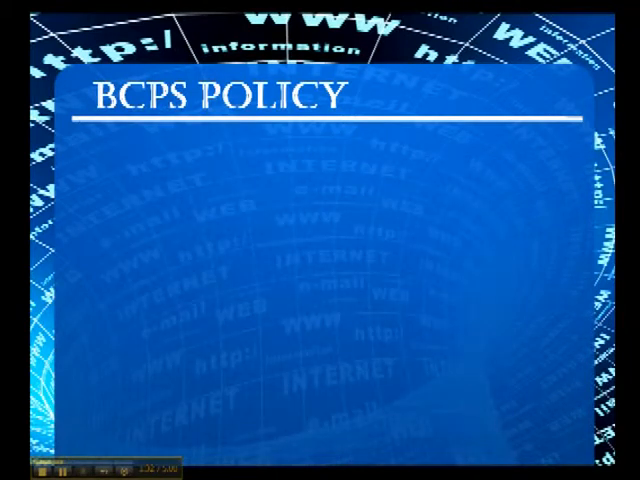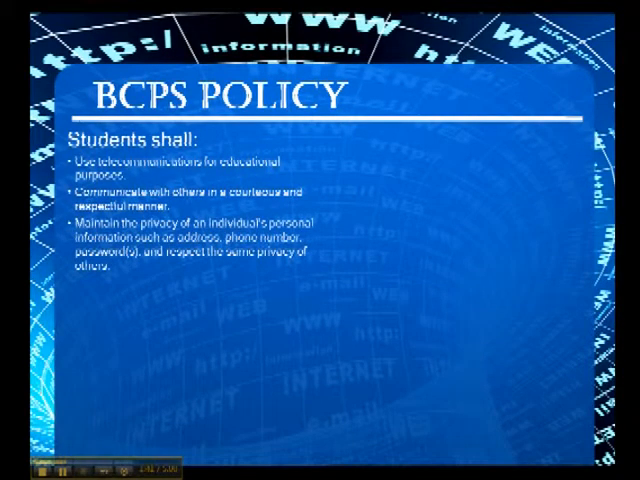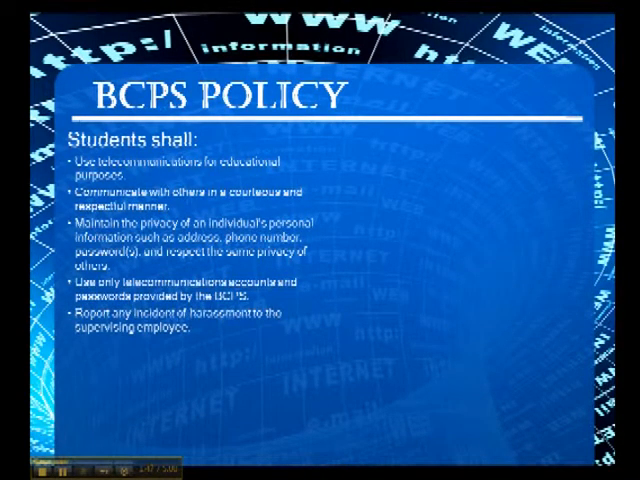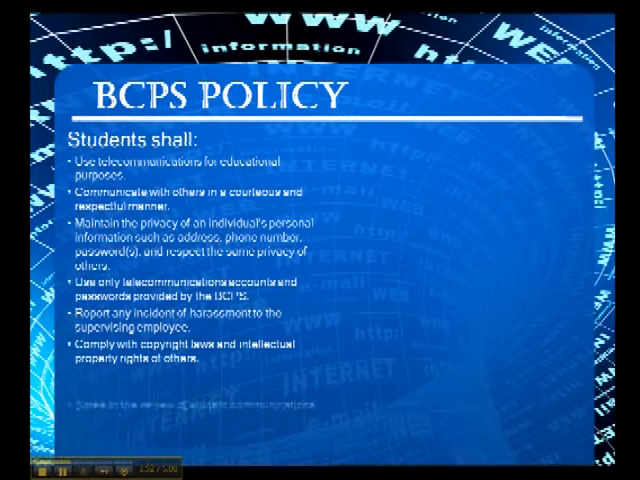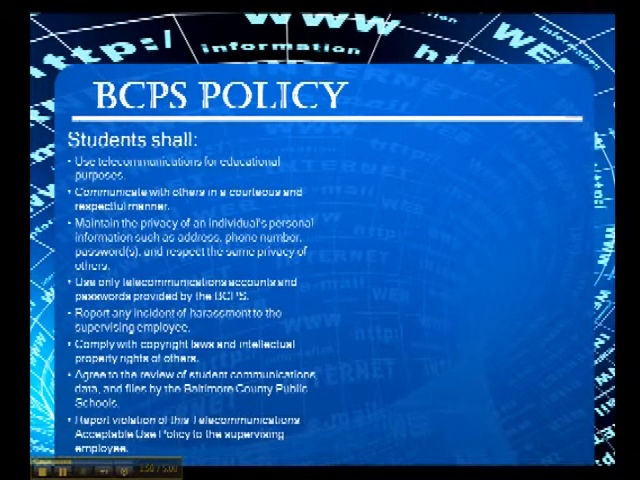The acceptable use policy for BCPS students states that students shall use telecommunications for educational purposes, communicate with others in a courteous and respectful manner, maintain the privacy of an individual's personal information, use only telecommunications accounts and passwords provided by BCPS, report any incident of harassment to the supervising employee, comply with copyright laws and intellectual property rights, agree to the review of student communications, data, and files by BCPS, and report violations of the telecommunications AUP to the supervising employee.